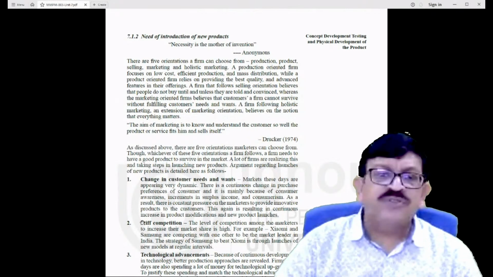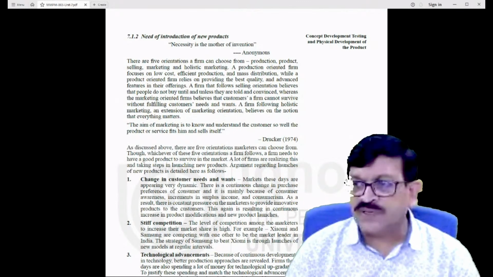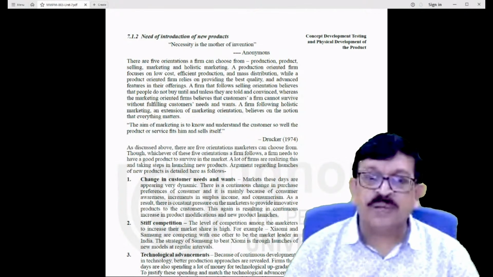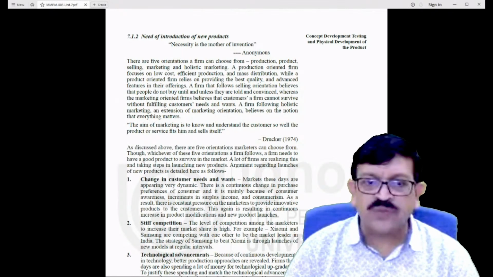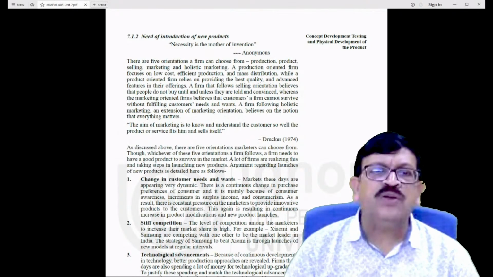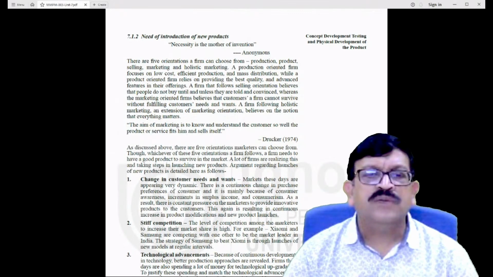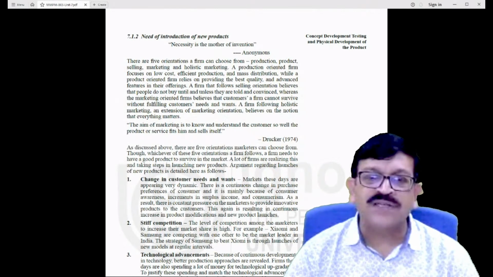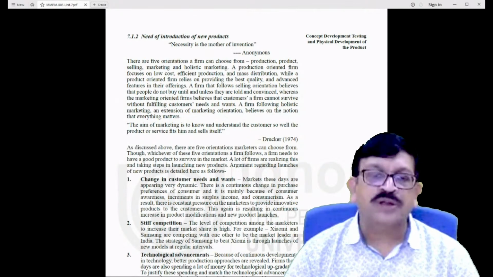And of course, as Drucker says, the aim of marketing is to understand customers so well that the product and service fits itself as well as sells itself. It need not be put in the marketplace just to forcefully force-fit the product. It should be something which can be easily acceptable. Let's look into some of the product launches of new products, which can be called the factors which are necessitating new product introduction.